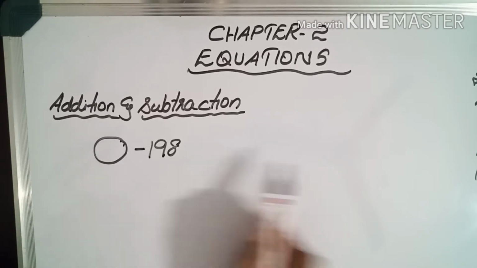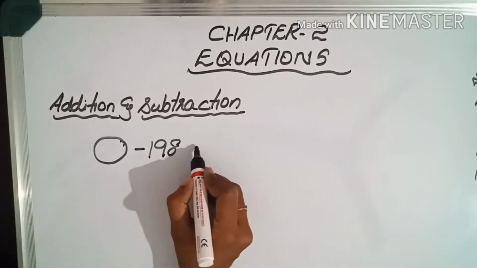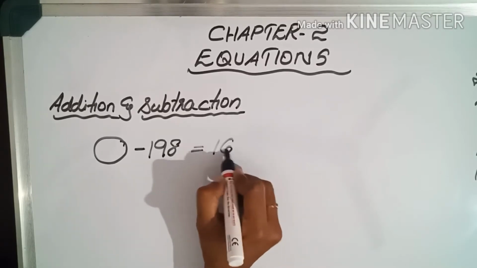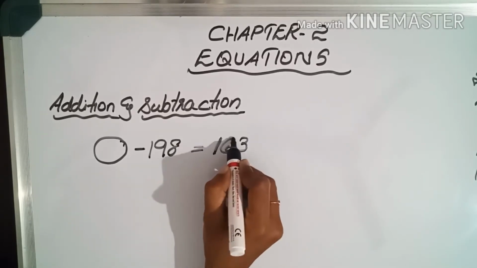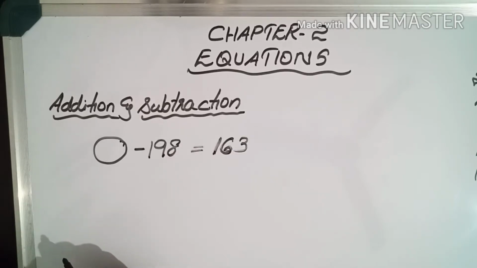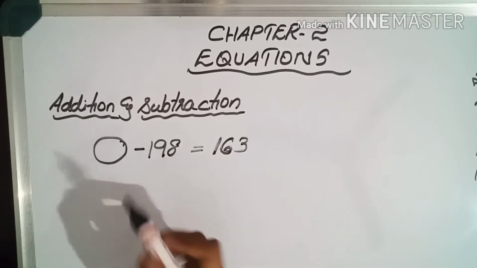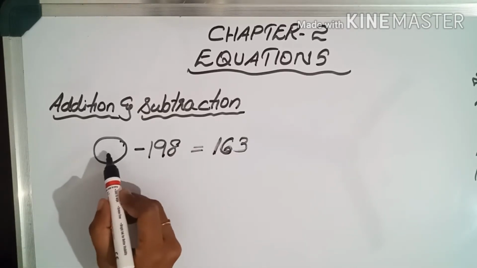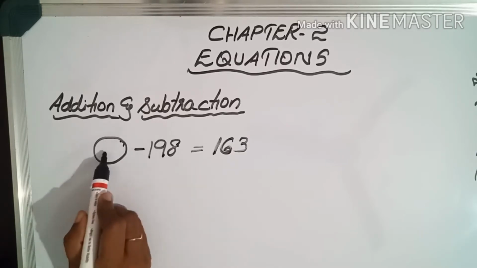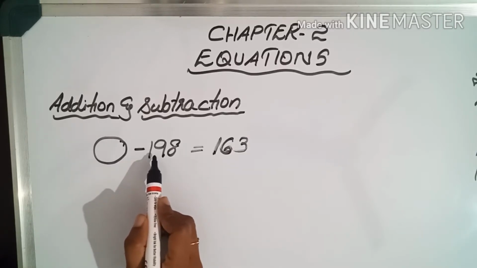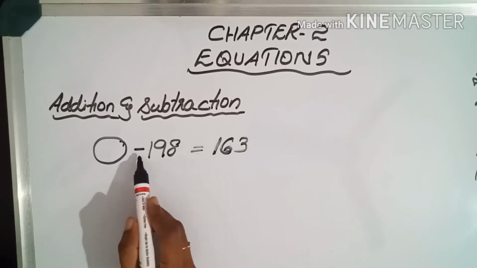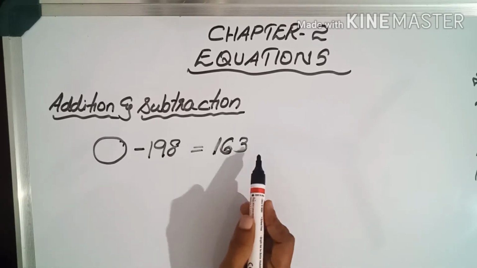Here from this number, 198 is subtracted. The answer is 163. Then what is this number? This is the question. Same as the previous case, only this number we need to find. So keep this number here and take this minus 198 to this side. Minus comes to this side, it will be plus.